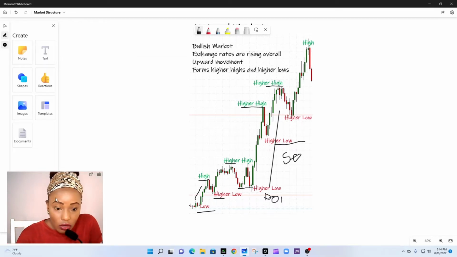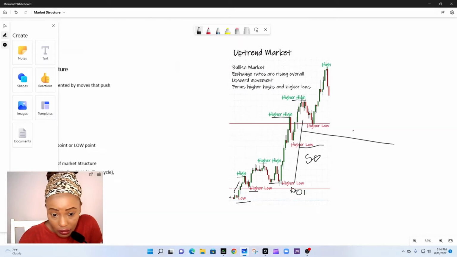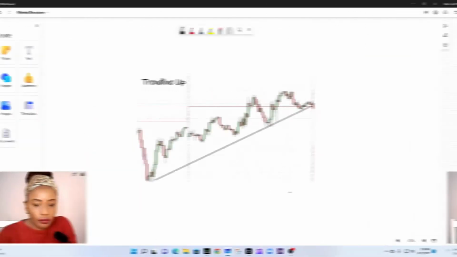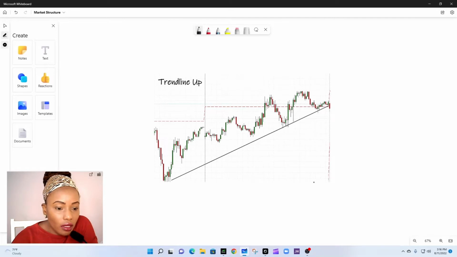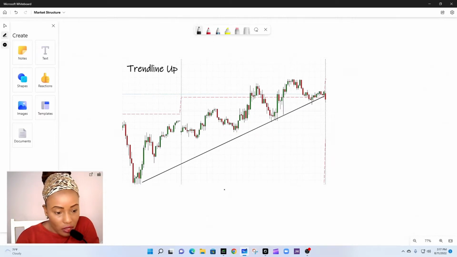So you can also analyze this market using a trend line. So let me show you an example of a trend line. Another way to analyze this market structure is by using a trend line. And a trend line is an indicator that can make your life easy when you're analyzing the direction of the market. So what you do with the trend line, you pick 2 price points.